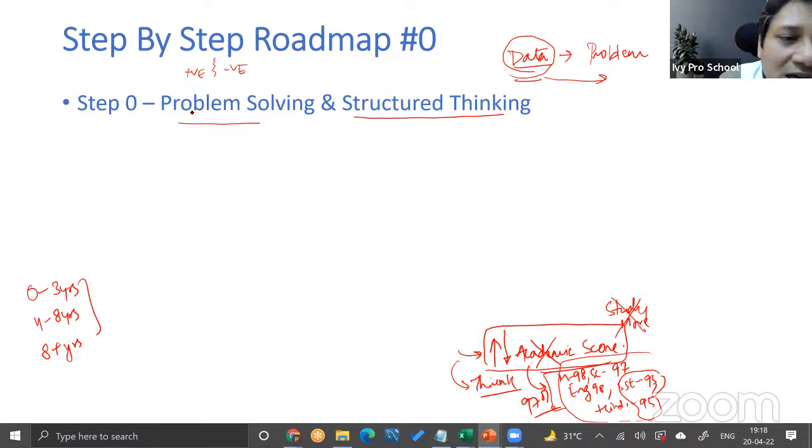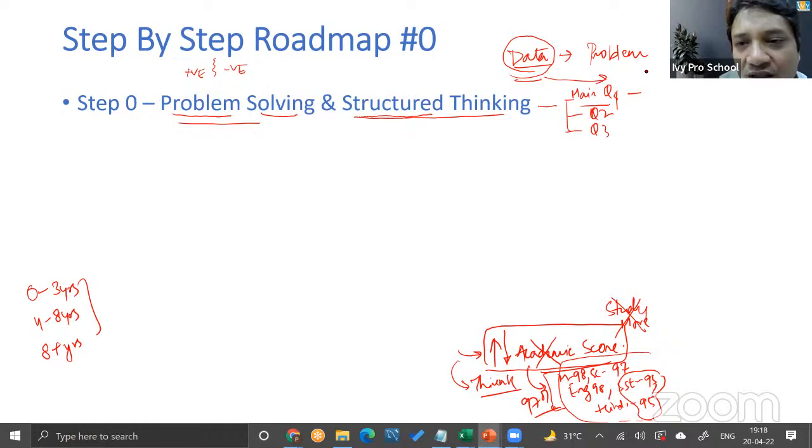So the definition of a good problem solver is a person who does not directly jump into the solution the moment there is a problem statement, but will take a structured approach to divide that problem into what we call a series of main questions. Then for each one of these main questions, let's say this is question 2, this is question 3, that person will build some hypothesis.